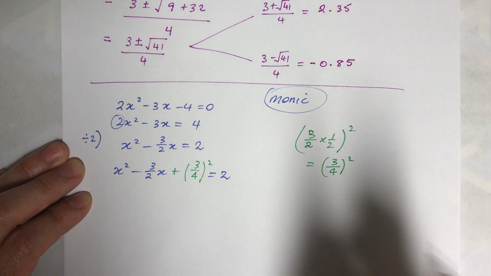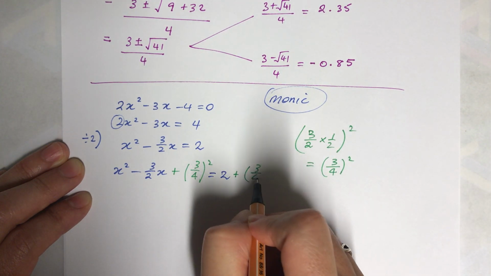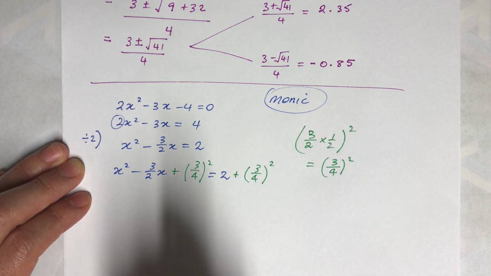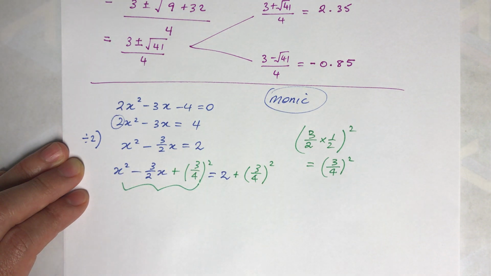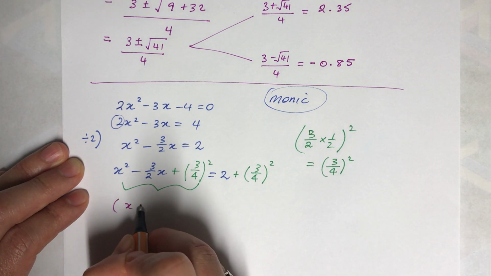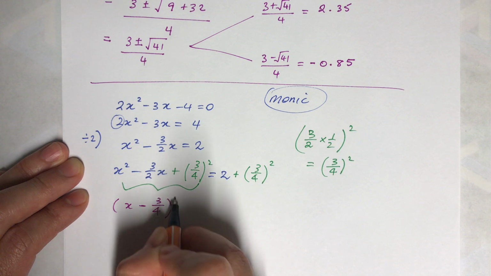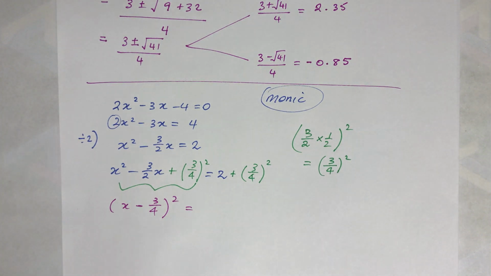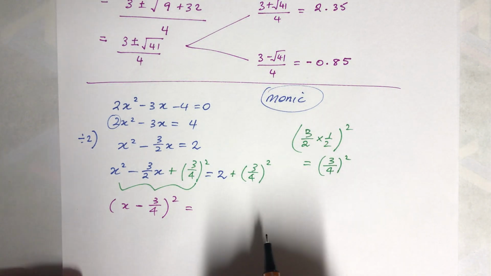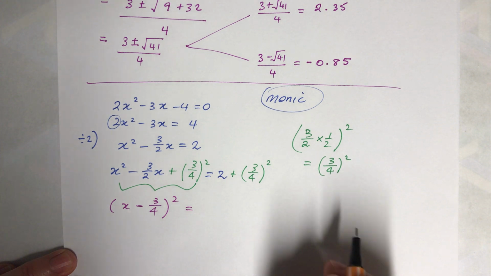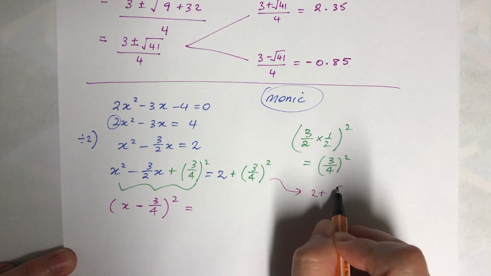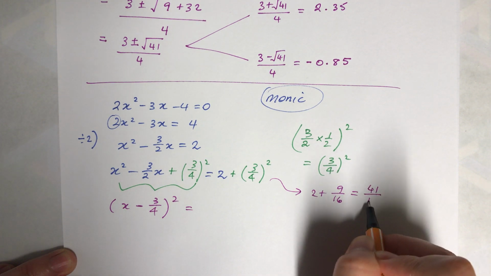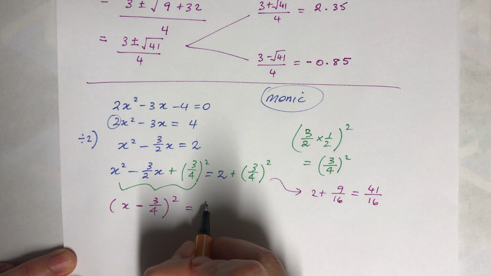So I'm going to do plus 3 over 4 squared, equals 2, and I'm going to do the same thing on the right. I have to add exactly the same amount on the right hand side as on the left. So that is now my perfect square, x minus 3 over 4 squared. And then this one is 2 plus 9 over 16. If you put that in a calculator, you get 41 over 16.